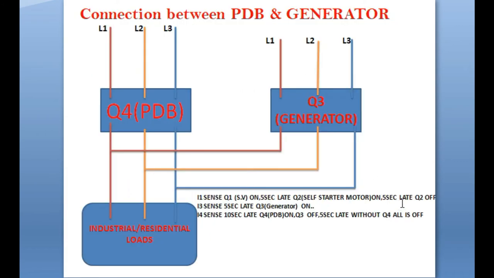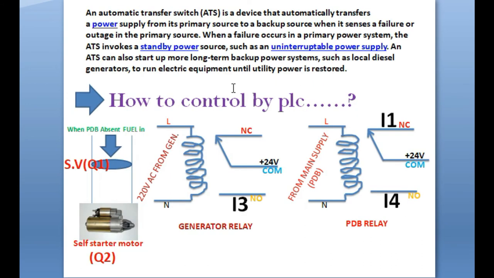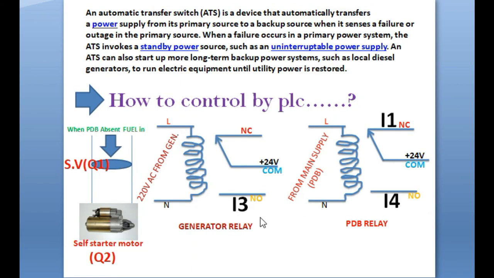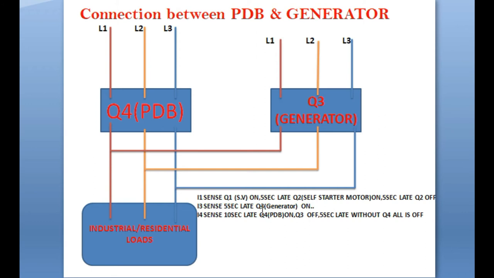So, friends, after 5 seconds, Q2 is off. This self starter motor just starts the generator. It is the simplest work of this self starter motor. Then it will be off. Then I3 senses. I3 is the generator sensor. I3 senses, that means your coil is energized. It's NO over the NC. That means I3 senses, and after 5 seconds, Q3 is on. That means this Q3 is the relay. When this is on, that means power is supplied.